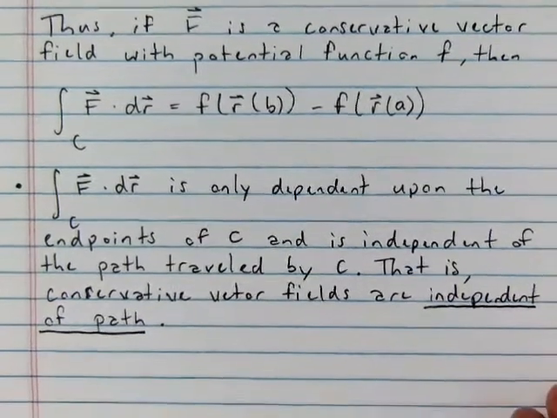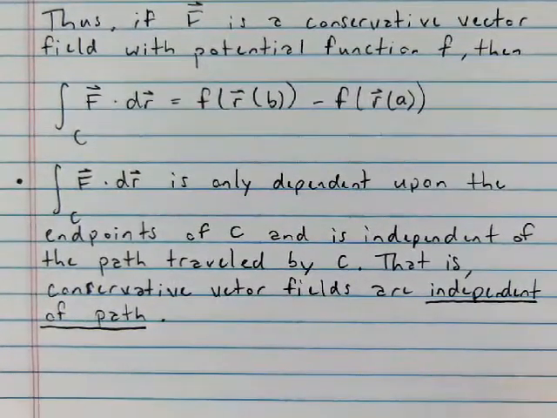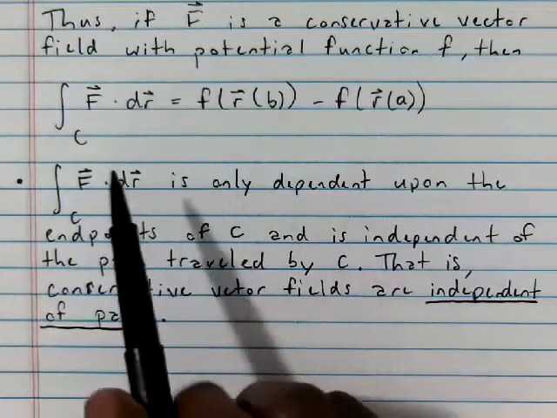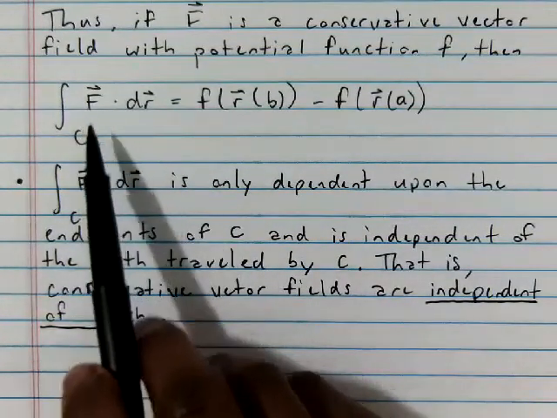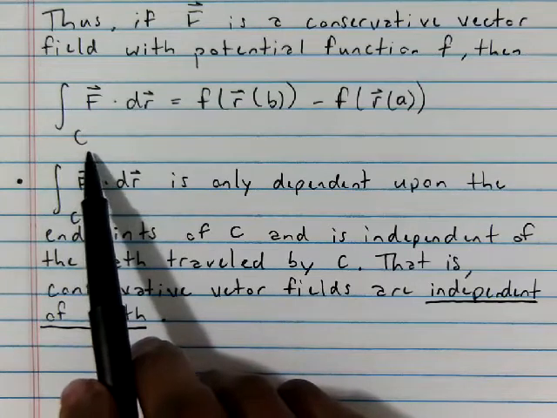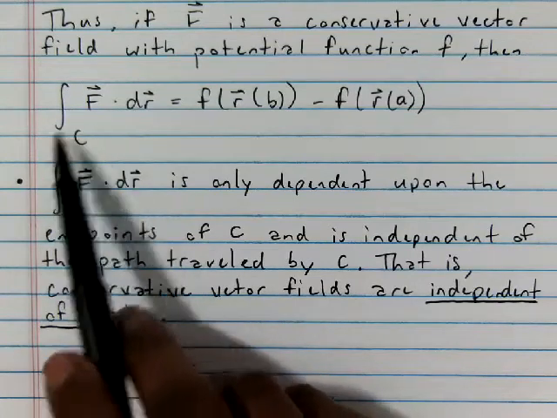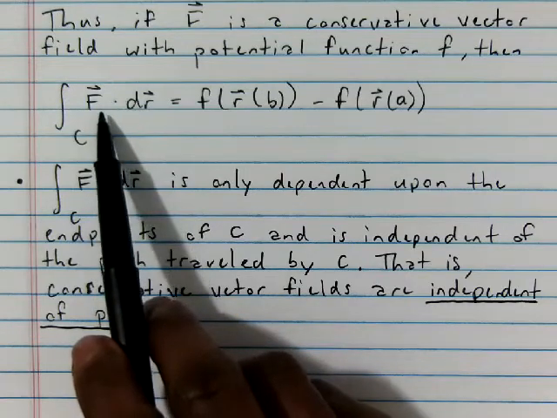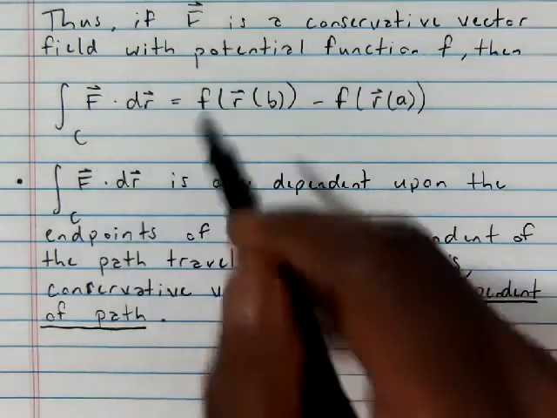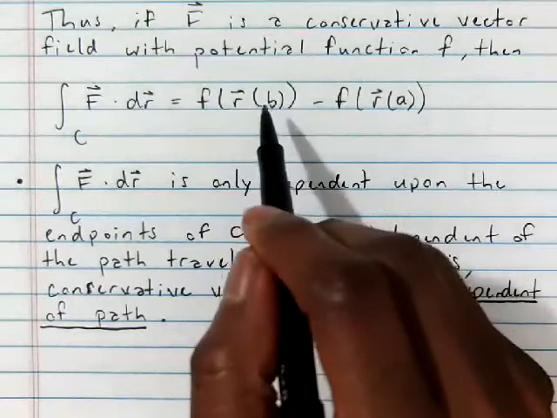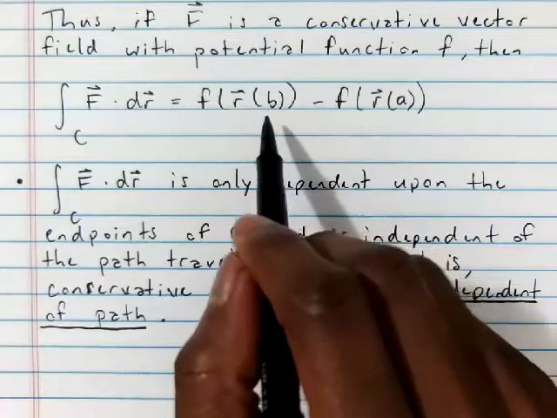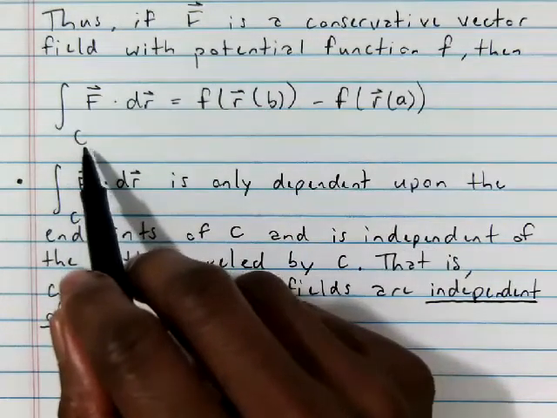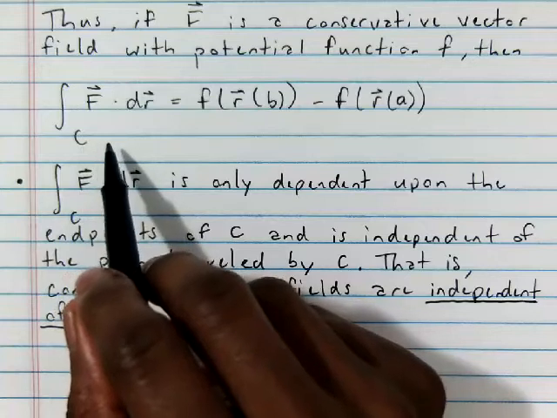So one big key thing for us is that when we were doing a line integral of a vector function over some curve C previously, we always had to parameterize the curve C and then take that parameterization of C and substitute it into F. We actually don't have to parameterize C anymore. All we need are the start and end points of the curve, and that's it.